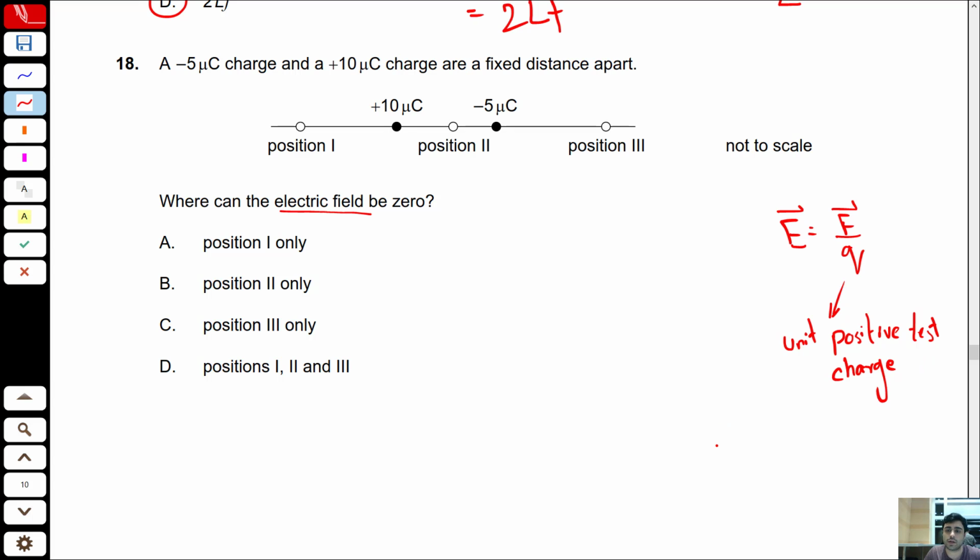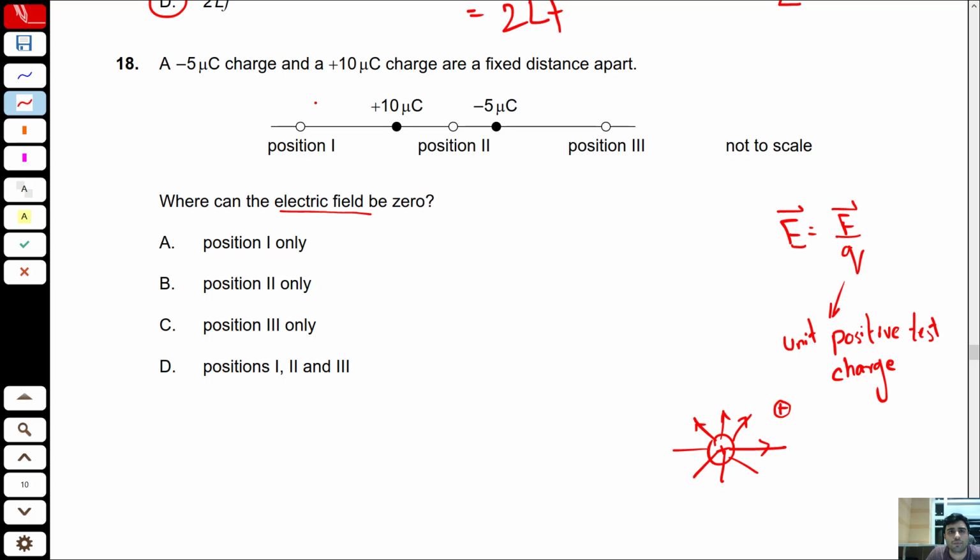The idea is, for example, if you have a charged particle here and these are the radially outward electric field lines, and you want to measure the electric field strength at any point, you always need to introduce a small unit positive test charge, measure the force experienced by this test charge, and use this formula to find the electric field strength. Electric field strength is also a vector quantity, so it is direction dependent. Let's start with position 1.